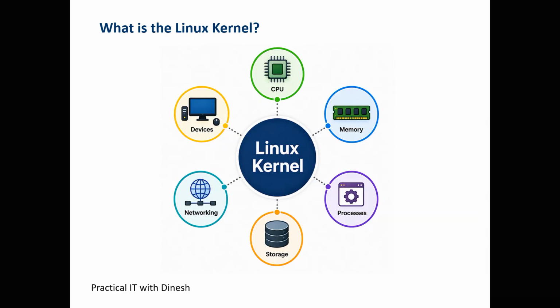The Linux kernel is the core of the operating system. It manages important resources such as CPU, memory, storage, networking, and hardware devices. We have already encountered many of these areas in previous lessons: processes, services, networking, and storage. The kernel is underneath all of them.